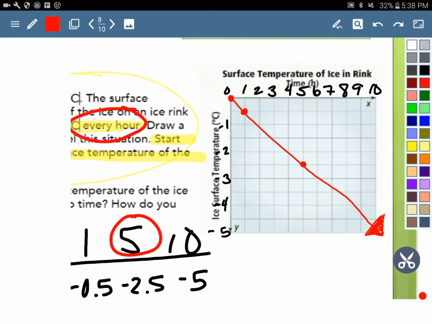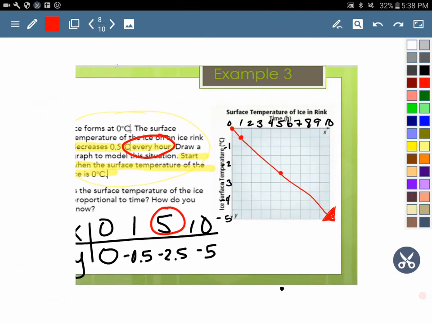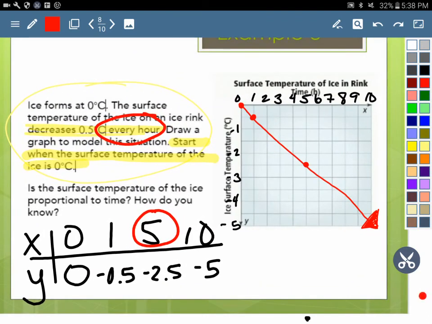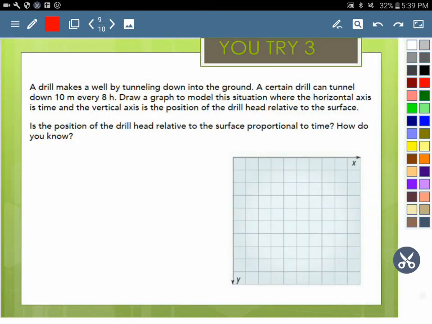Now that we've created our graph and analyzed it, we can answer the second question in the example: is the surface temperature of the ice proportional to time, and how do you know? I would say this is absolutely proportional. The surface temperature is proportional to time because it's forming a straight line and it goes through 0, 0. As well, going back to our original reason, we're multiplying by negative 0.5 every time, so it's going to have that same proportion if you multiply something. So this definitely is proportional. Let's have you give your third Try It a try.